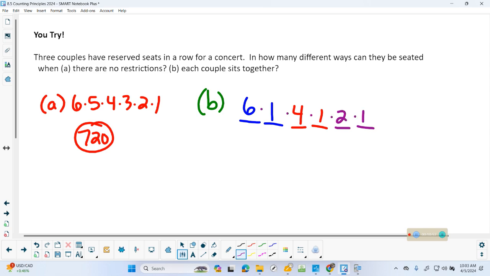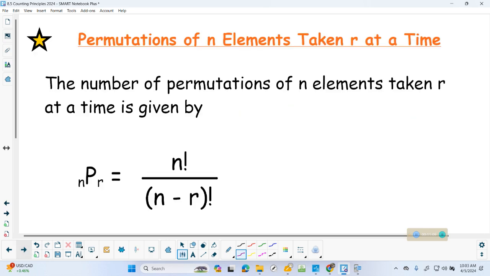Multiply it. Final answer, 48. Yeah, I just did 3 times the factorial. So that's a little trickier, I think, because you have to sit by your significant other. All right, calculator time, we're gonna look at this here.